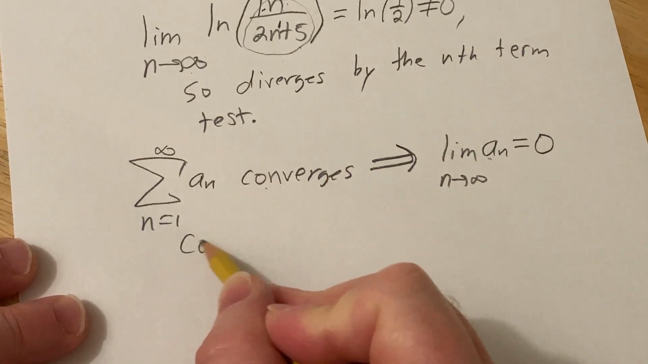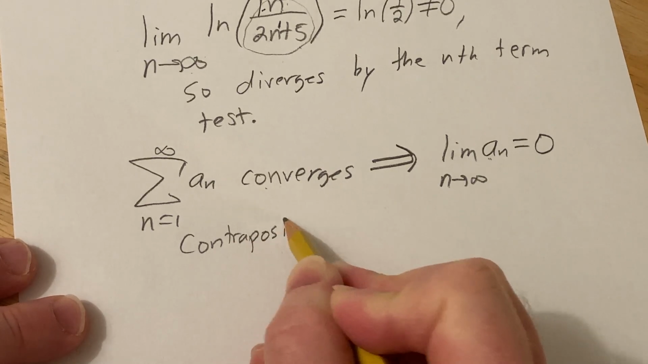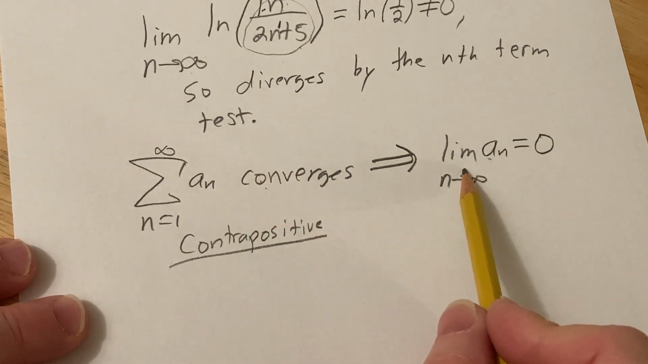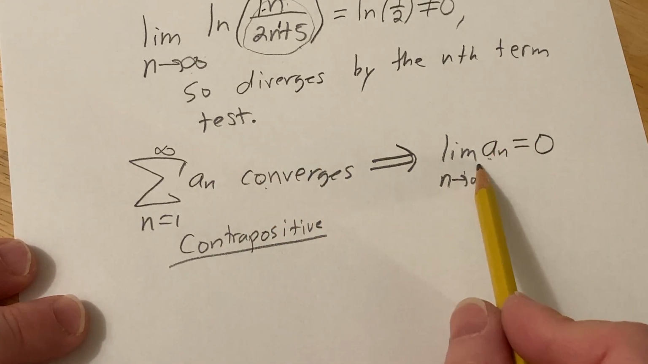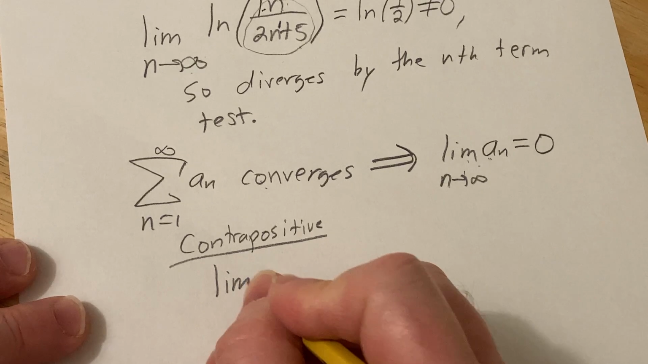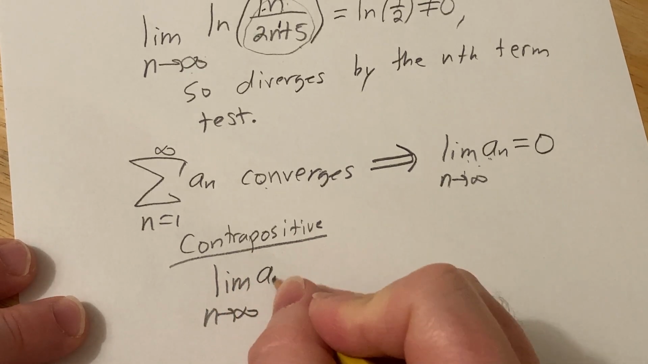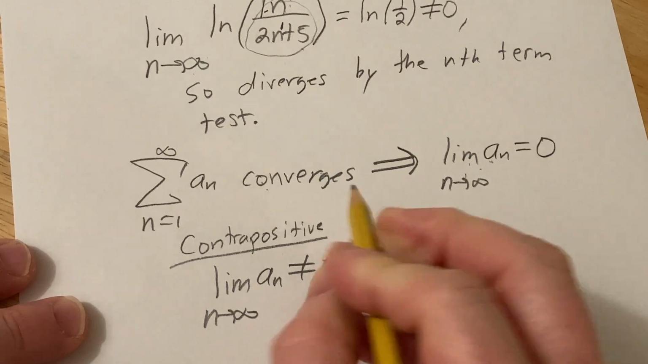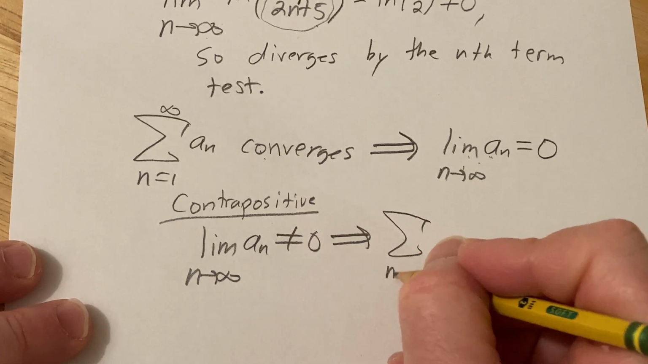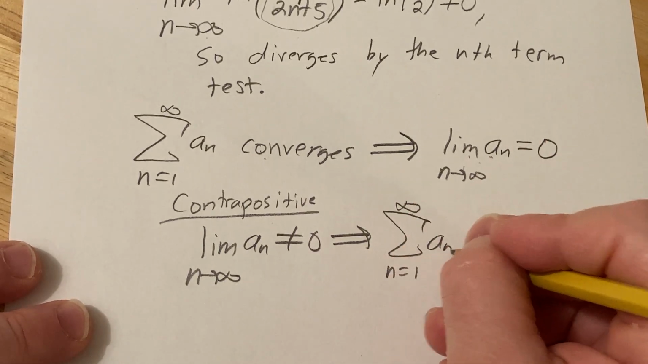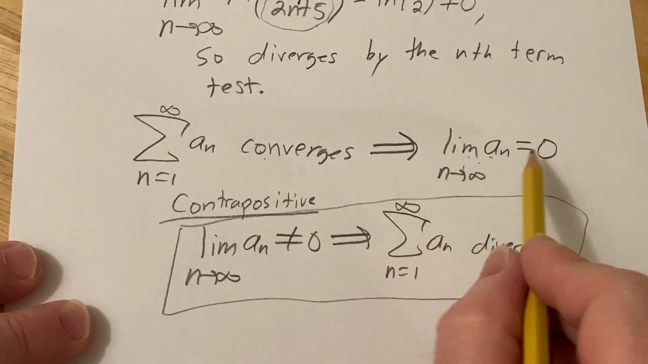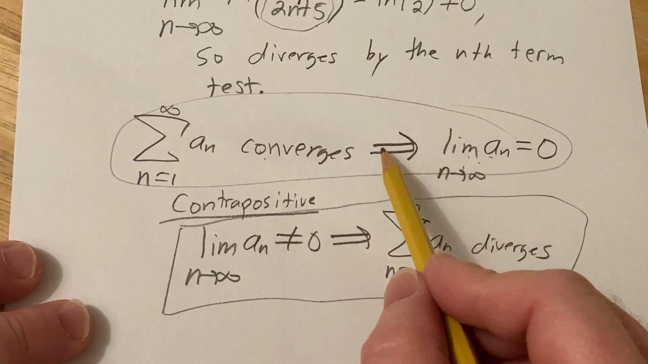So if you take what's called the contrapositive of this statement, so this is the regular statement. It's saying that if this is true, then this is true. The contrapositive says that if this is false, then this is false. That's called the contrapositive. So if this is false, then this is false. What's the opposite of converges? Well, that would be diverges.